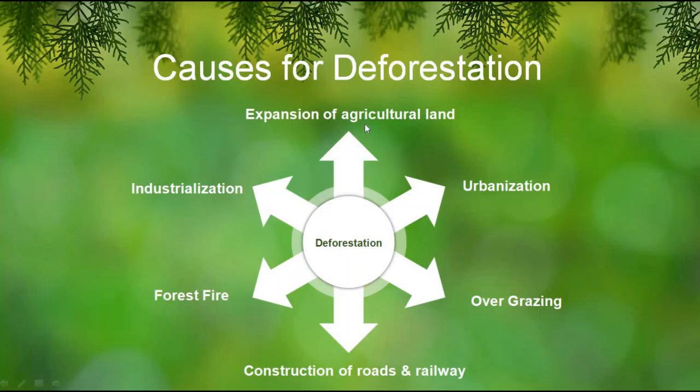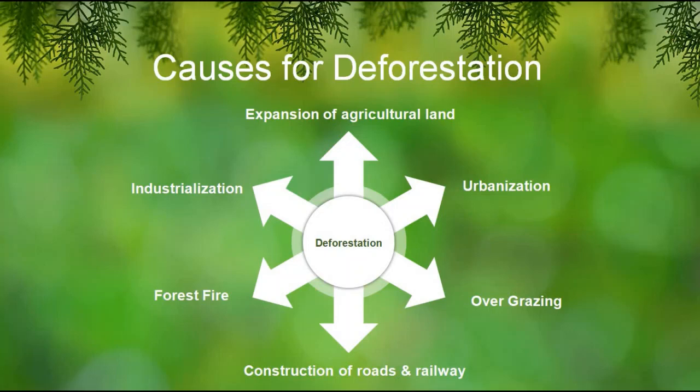meet the demand for food, we expand agricultural land, and overgrazing of animals. Because of that, forest will deplete. Construction of roads and railways also depletes forest. Forest fire, that is a dangerous one. Because of industrialization, forest will deplete. Insects are also a reason for deforestation. So like this, we can find different reasons for deforestation.